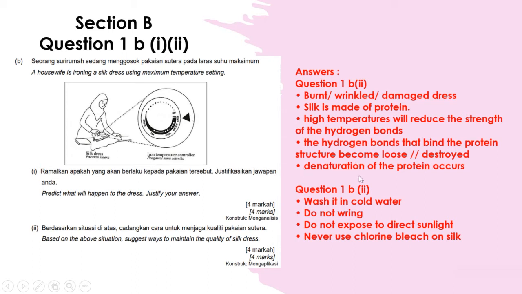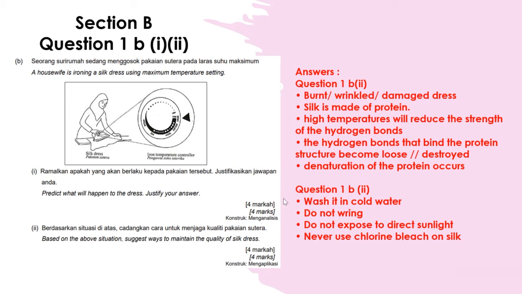So what is denaturation? You still remember? Denaturation occurs when the chemical bonds between the protein break down, and it loses its three-dimensional form. That is denaturation. So why does denaturation occur? Because of the high temperature. High temperature will cause the hydrogen bonds between the protein molecules to break down.